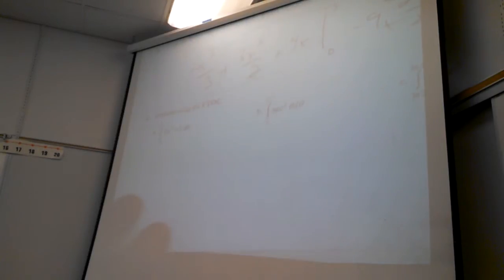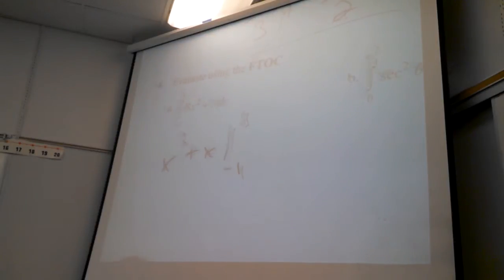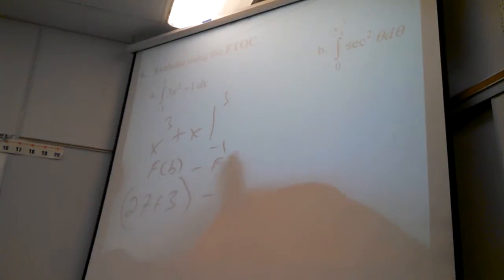Let's move down here. So how do we do this? I made this one nice. So the antiderivative of this is x cubed plus x, from negative 1 to 3. And how do you do that from there? Plug in 3. 27 plus 3, so 30, minus, plug in negative 1. So what I'm doing is F of b minus F of a, what the FTC says, right? Part 1, or part 2.